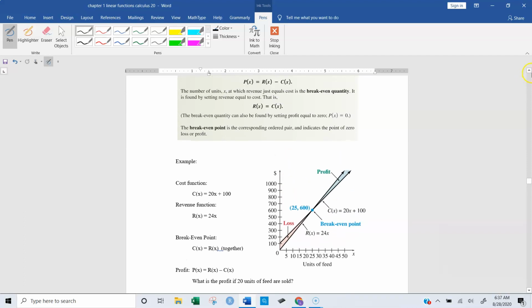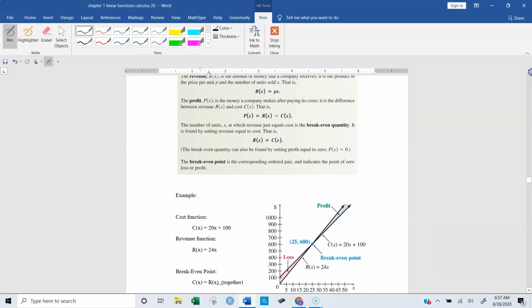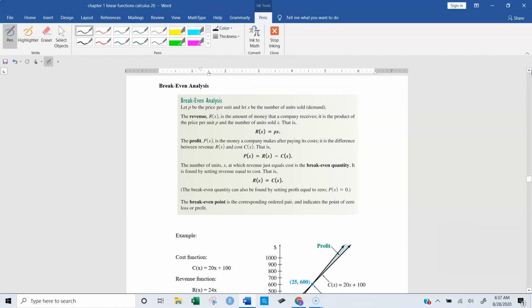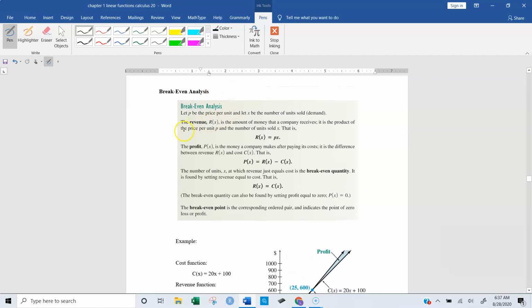All right, we're talking about break-even point. This is like our equilibrium points where things match. So revenue is how much money you actually bring in, not what you make, but what you bring in, what's in the cash register. It's what you charge, P, times how many units you sell.